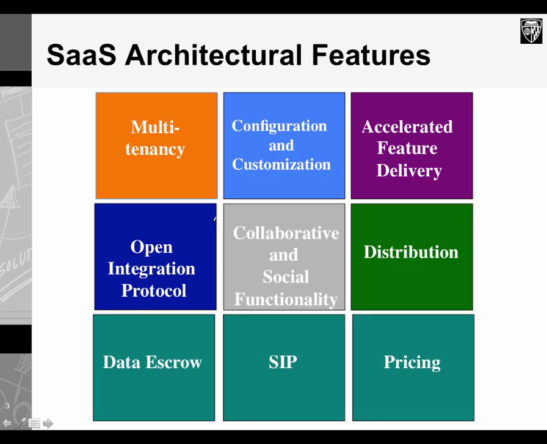Here are the SaaS architectural features. What do I mean by architectural features? If you're going to be building a SaaS platform, if you're going to be building a SaaS application on top of an IaaS or PaaS platform, then these are the different characteristics that you want to keep in mind as you're building your application. And they are multi-tenancy, configuration and customization, accelerated feature delivery, open integration protocol, collaborative and social functionality, distribution, data escrow, SIP, and pricing. Let's look at these criteria or features or architectural characteristics of a SaaS application one by one.